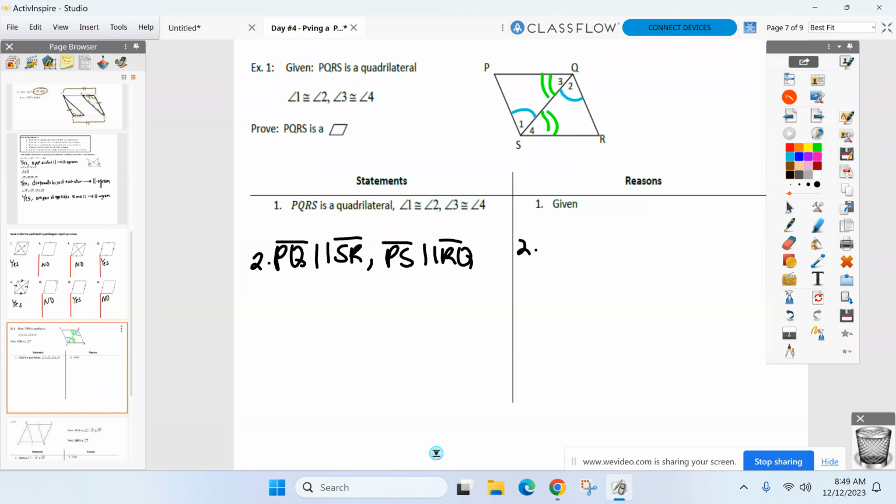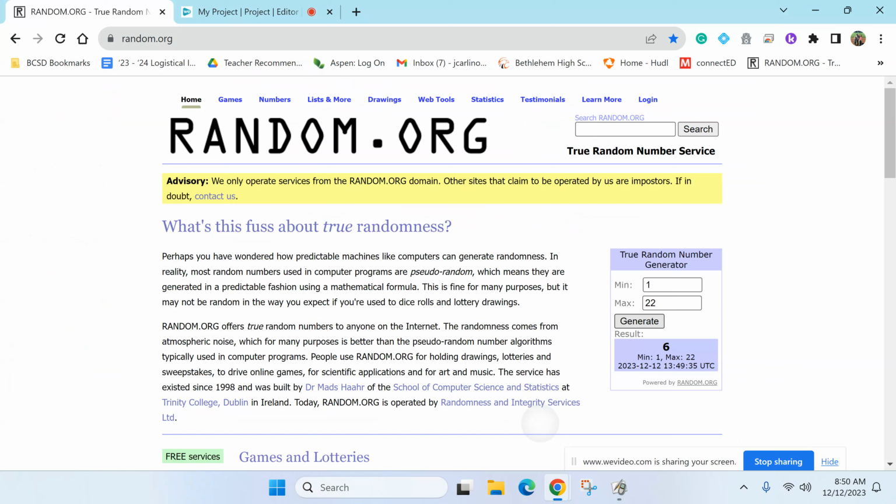All right, what are you going to put? You're not writing parallelogram implies. We don't have one. We're trying to prove it, remember. So don't start this off with parallelogram implies. How do I know those lines are parallel? Talk to me. How do we know?